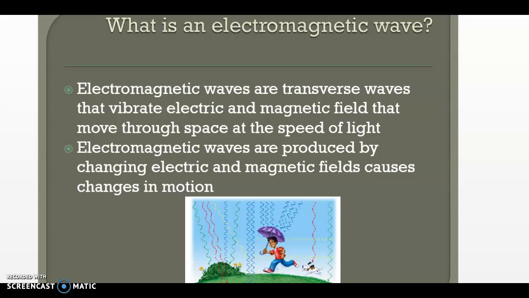Sound waves, I'm sorry, not transverse. They travel as longitudinal waves, which are in and out, in and out. Light waves travel kind of up and down, up and down. They are produced by changing electric and magnetic fields. So when we learned about magnetism and electricity, we also talked about electromagnetic waves last year.